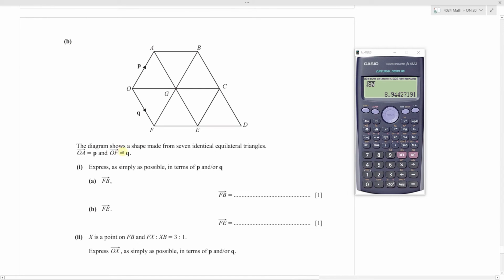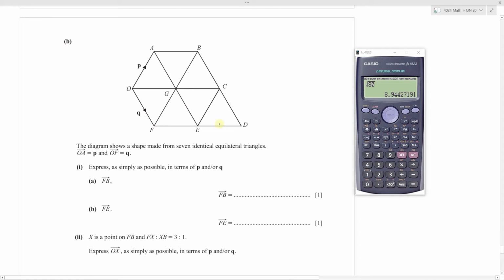Part B: the diagram shows a shape made from 7 identical equilateral triangles. OA is P, and the vector OF is Q. Since these are equilateral triangles, all of these lines will be P as well, and all of these will be Q as well, because all the sides are equal.